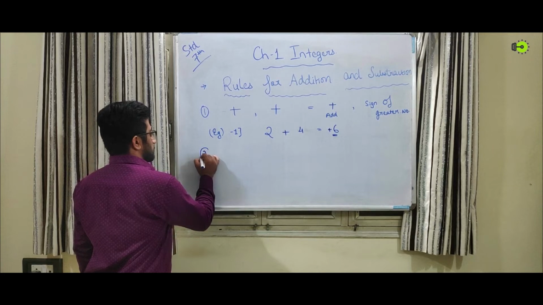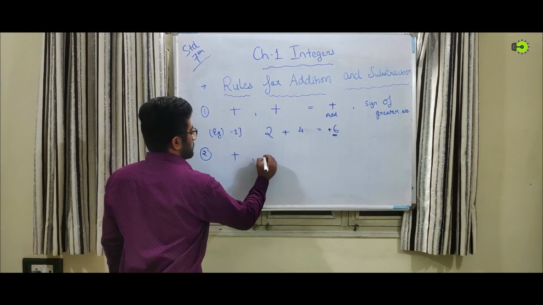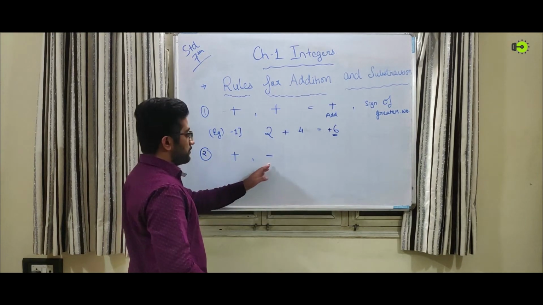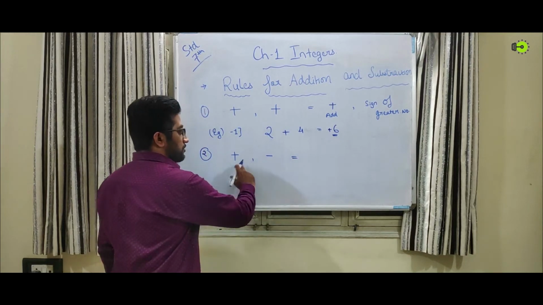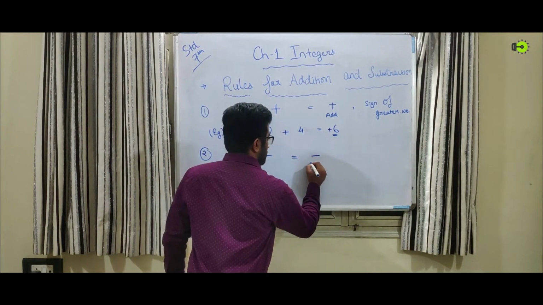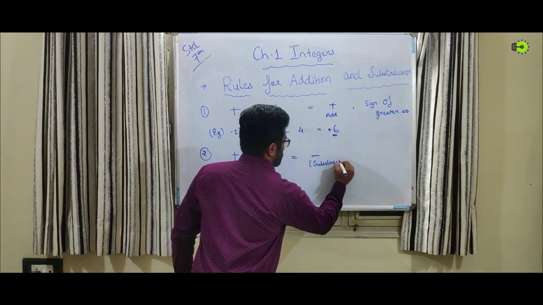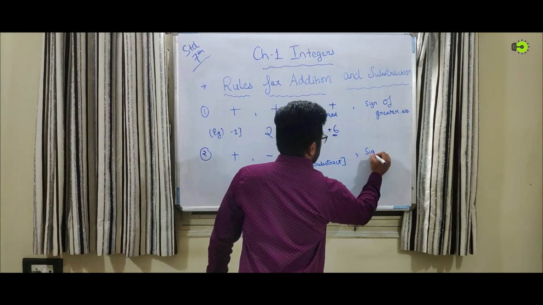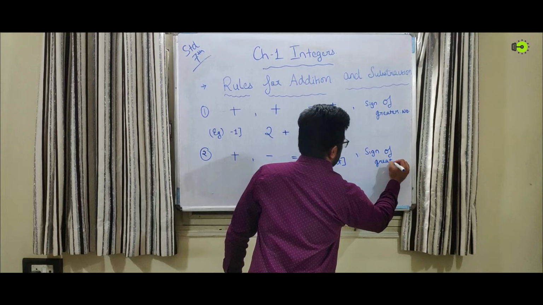Second one is, if there are two integers wherein there is plus and minus, that is a number carries plus sign and another number carries minus sign. So what you will do is, plus minus will be minus, that is you have to subtract, and the sign of greater number.